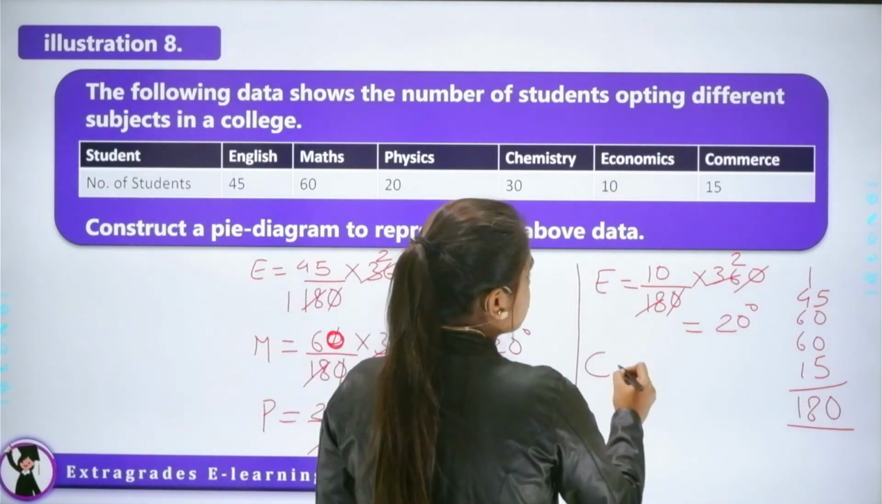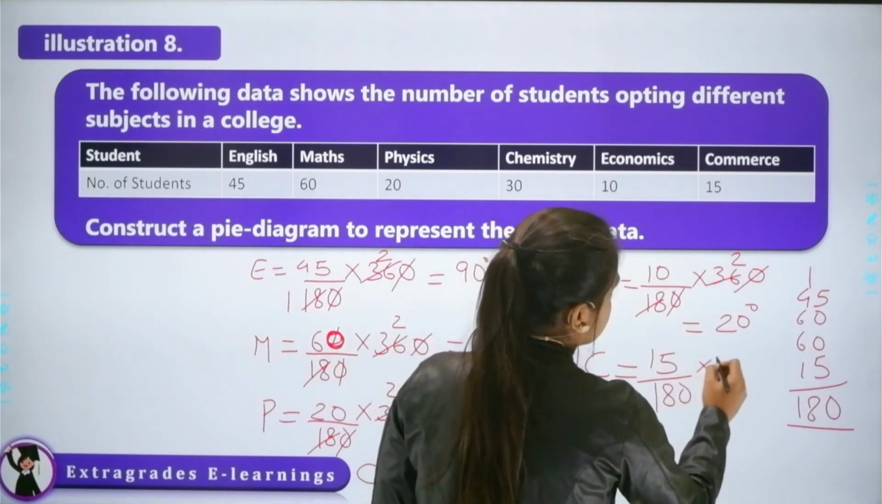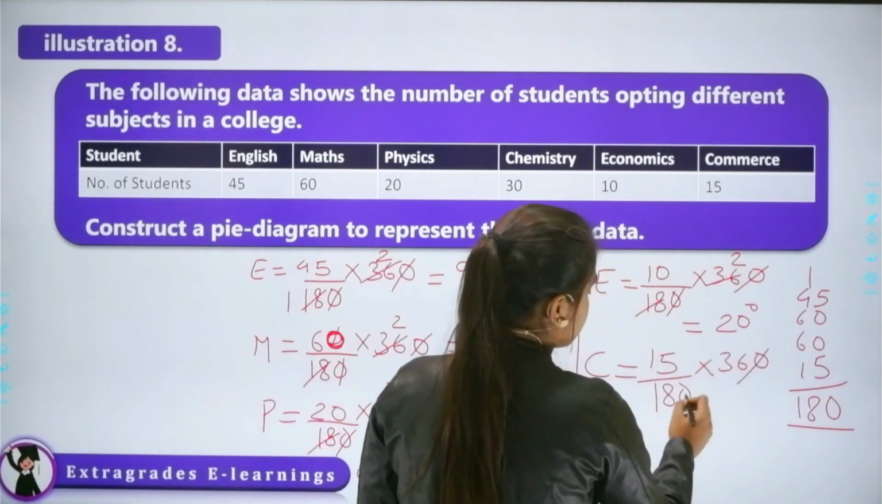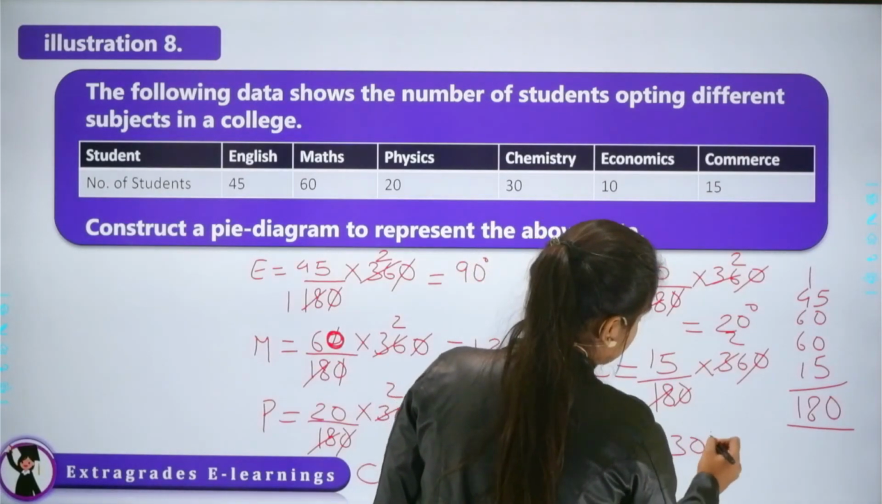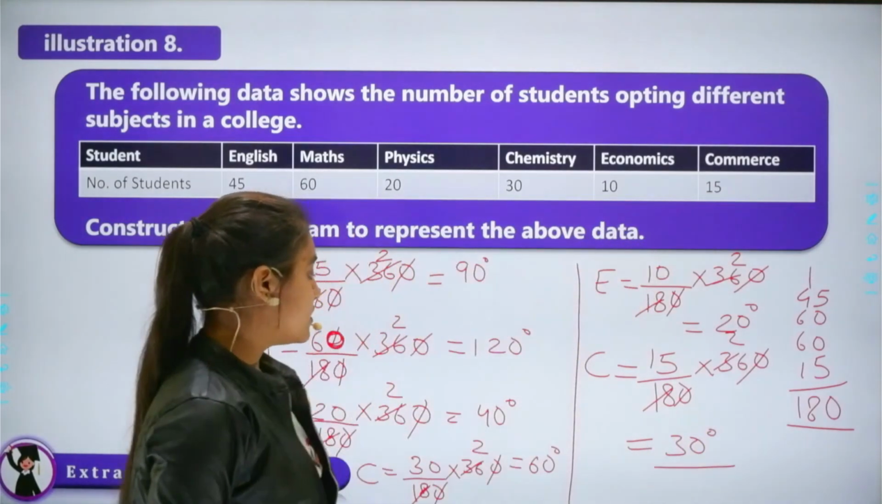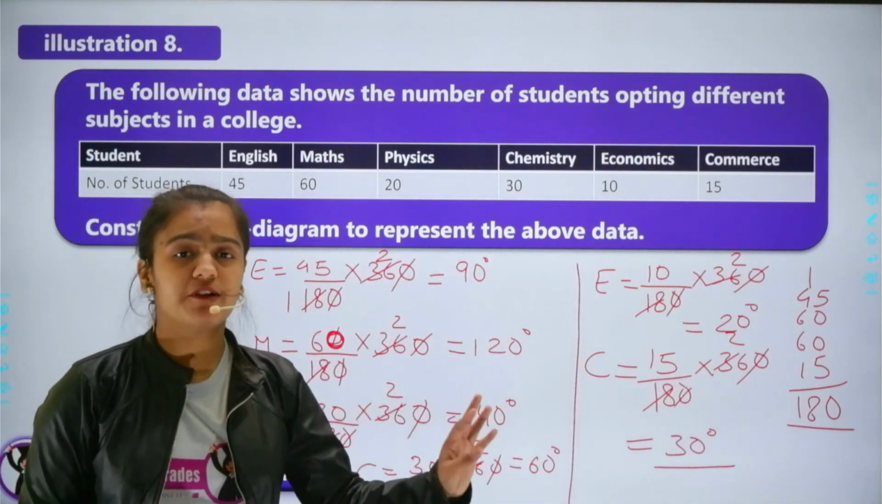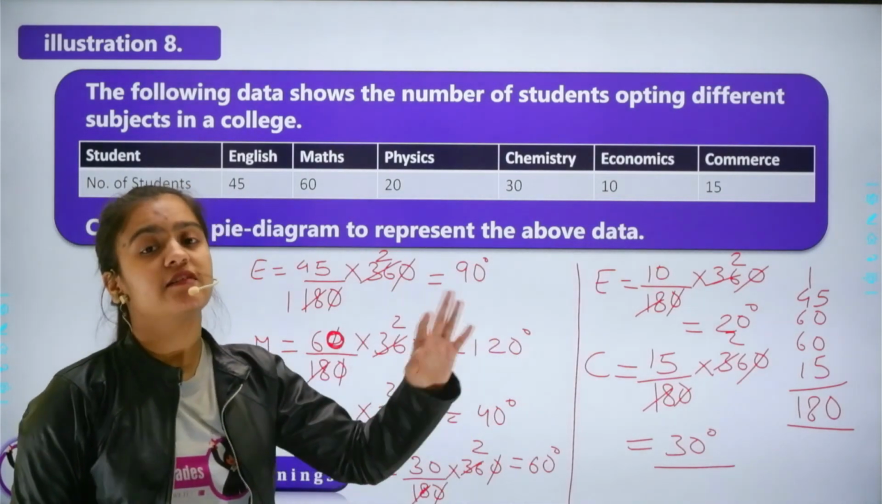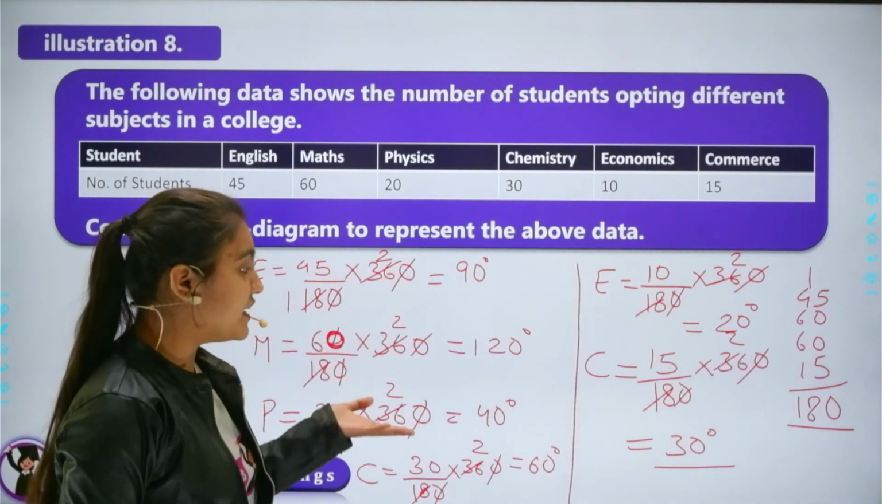Then commerce: 15 upon 180 into 360. Cancelling, we get 15 2s are 30 degree. So for commerce we have 30 degree. So these are the different central angles for different subjects. Now just plot them roughly in the pie chart and complete the question. So this is how we have to represent each and every section.